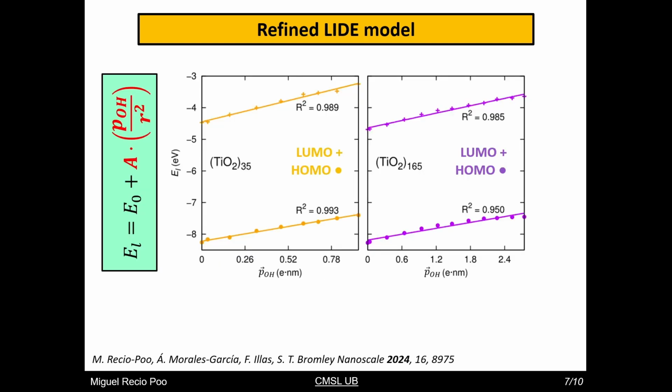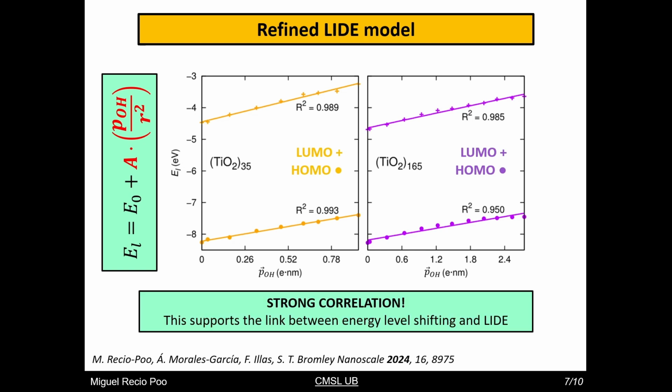With this expression, we can then calculate the shifting of the energy levels. For example, here I show the HOMO and LUMO variation for the smallest and largest nanoparticle, and we see that there's a very good agreement between the energy shifting and the total dipole obtained. For calculating the energy shifting, we have used the expression shown on the left-hand side of the slide, in which the energy of the bare case is taken into account, plus this other term that considers A, which is a fitting constant, but more importantly, the total dipole dependent on the number of ligands, as I showed in the previous slide, and also the size of the nanoparticle with this R squared term.